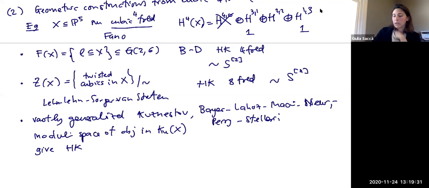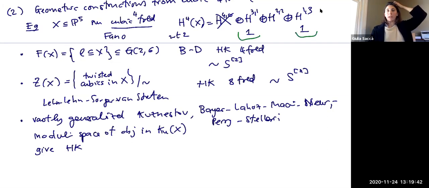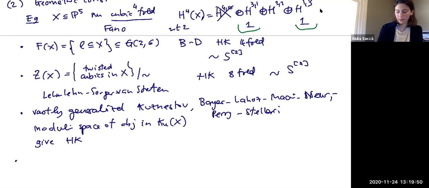And so this really, in fact, looks like a weight two Hodge structure. And the fact that here I have a one really makes this look very much like the cohomology of a K3 surface. And again, I can say more later if people are interested in this.